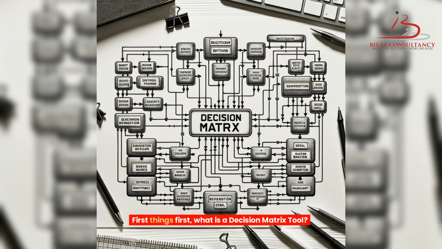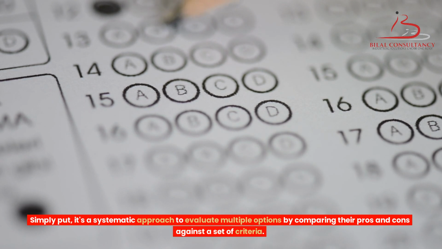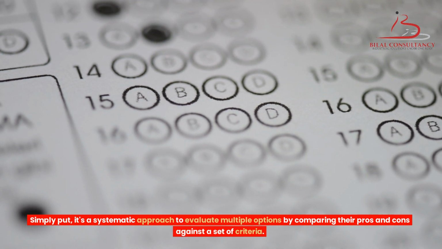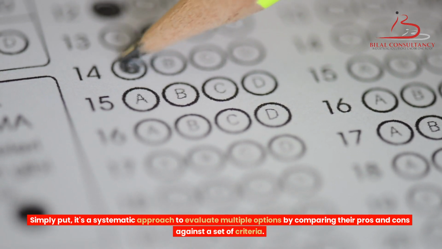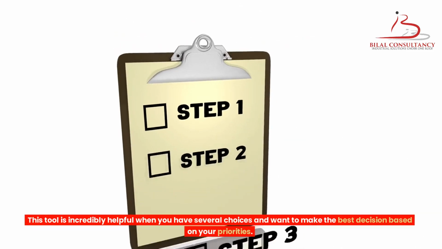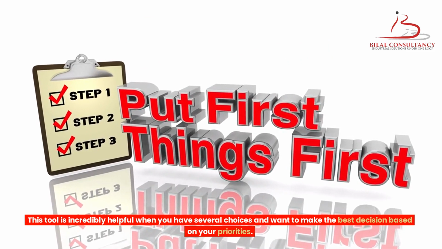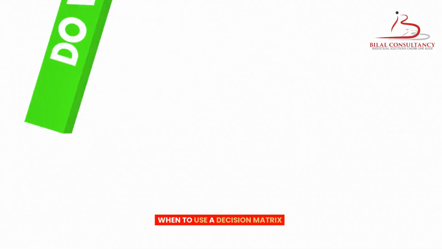First things first, what is a Decision Matrix tool? Simply put, it's a systematic approach to evaluate multiple options by comparing their pros and cons against a set of criteria. This tool is incredibly helpful when you have several choices and want to make the best decision based on your priorities.